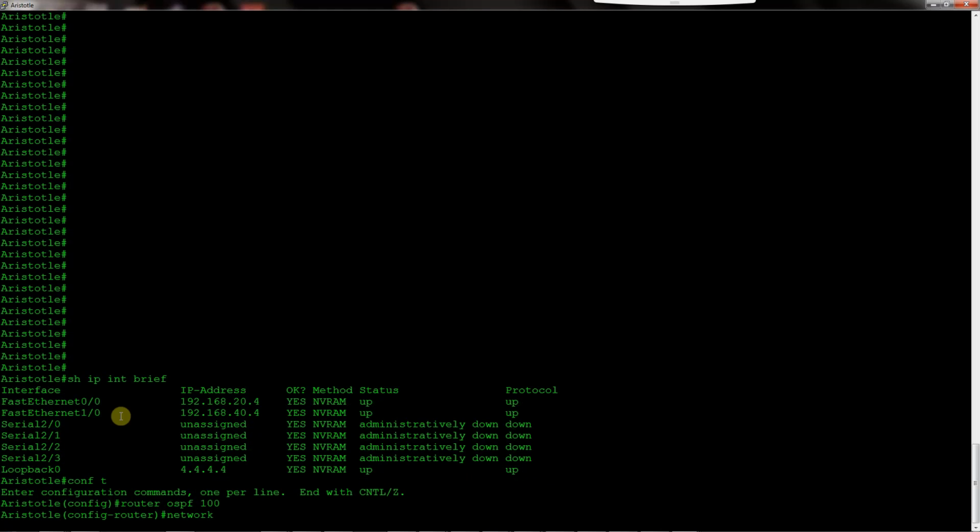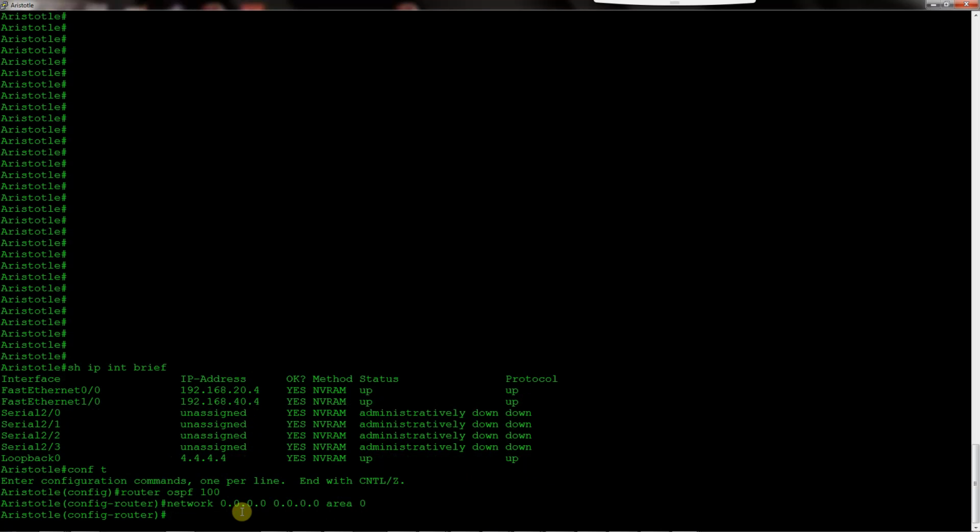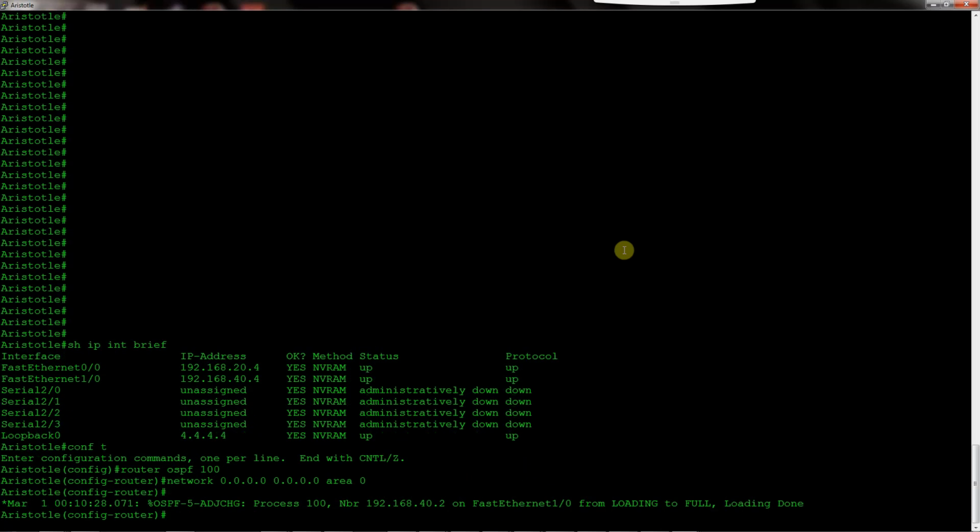Okay, as you can see, I've already created the loopback address. I am going to put the network command in again, the 8 zeros, you should say, I suppose. That will advertise the loopback now. There's just something else I wanted to show you on there. As you can see here, this is, I believe, the only device with OSPF 100 as the AS, and it's already started to form an adjacency there.